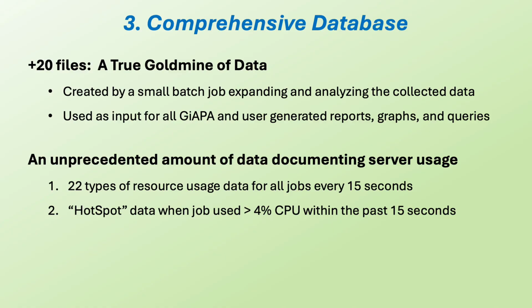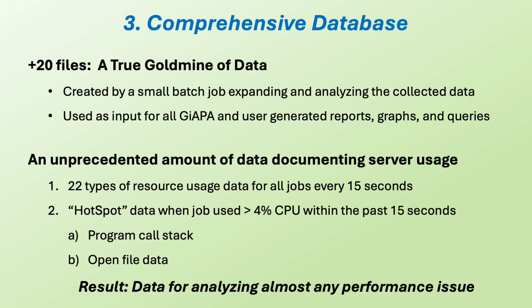Plus, whenever a job triggers a hotspot, active program level details down to source code line number, and file access data including the number of the current record. With all this data, you can solve most issues related to resource usage or application performance. The prerequisite for analyzing performance is, of course, data showing how the job was running. With GiAPA, you always have this data.